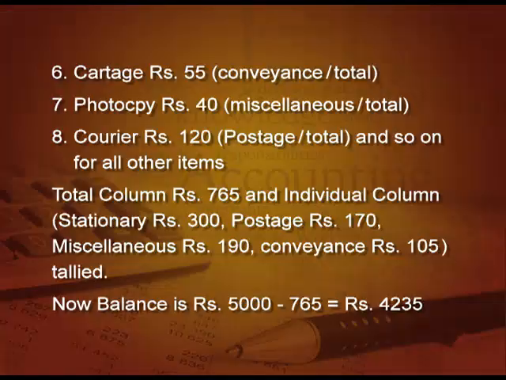Now, what is Imprest system and how will it apply here? The main cashier will return the total of the expenses, 765, to the petty cashier, and it will again make the balance 5000. So, this is the Imprest system.